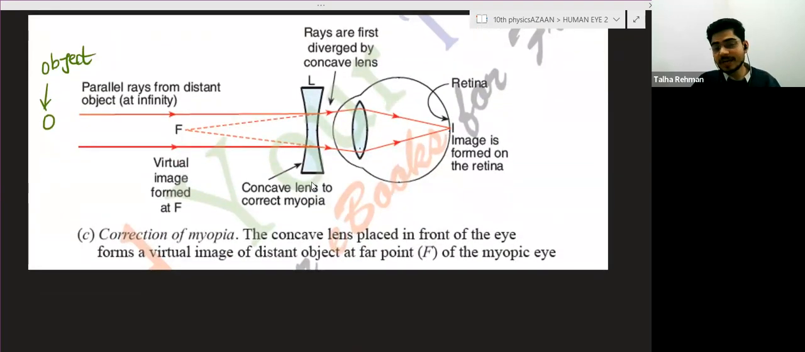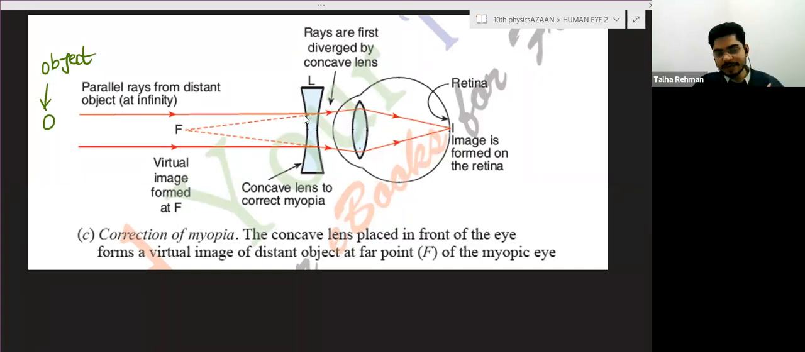But what will we do? We place a concave lens in between the object and the eye. Like you can see these lenses. Suppose I want to see this object. So basically this is the lens in between the object and my eye. This is the concave lens we have placed in between the object that I want to see and the myopic eye.